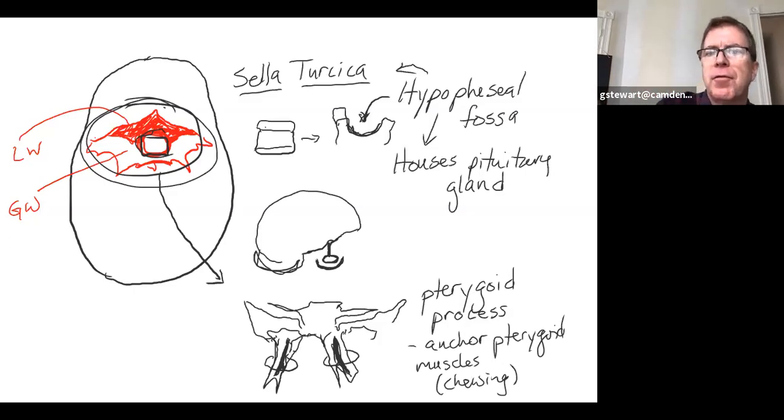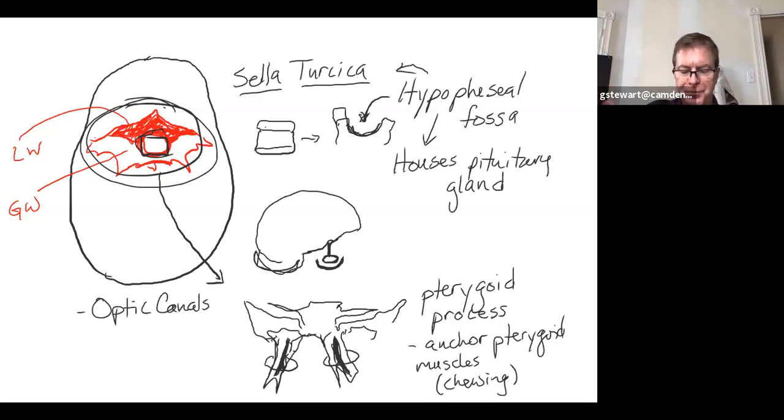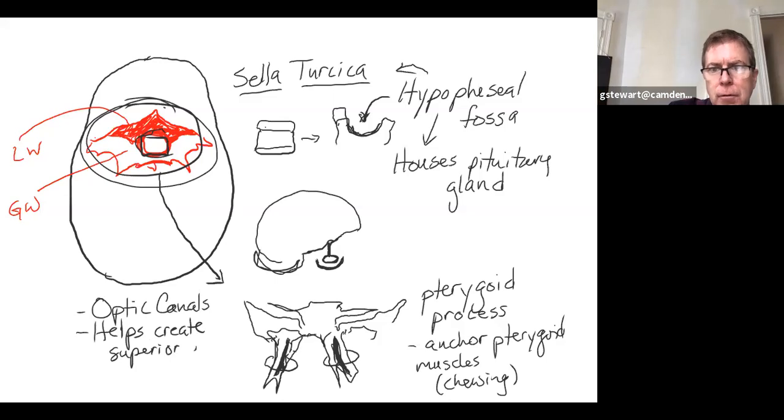Also within the sphenoid, before I leave this page, there are optic canals running through, with optic nerves running through them. This bone also helps create the superior orbital fissure. Orbital's more proper. A fissure is just a crack or a crevice through a bone.